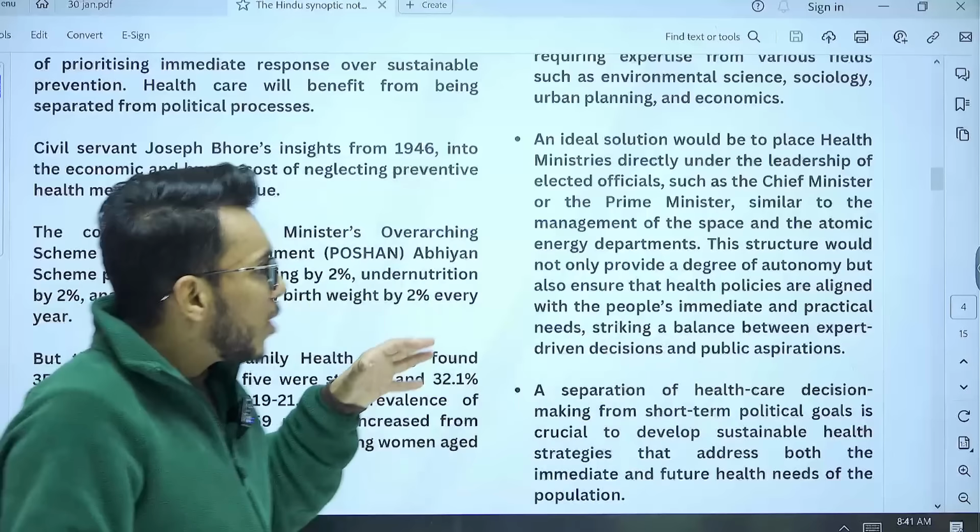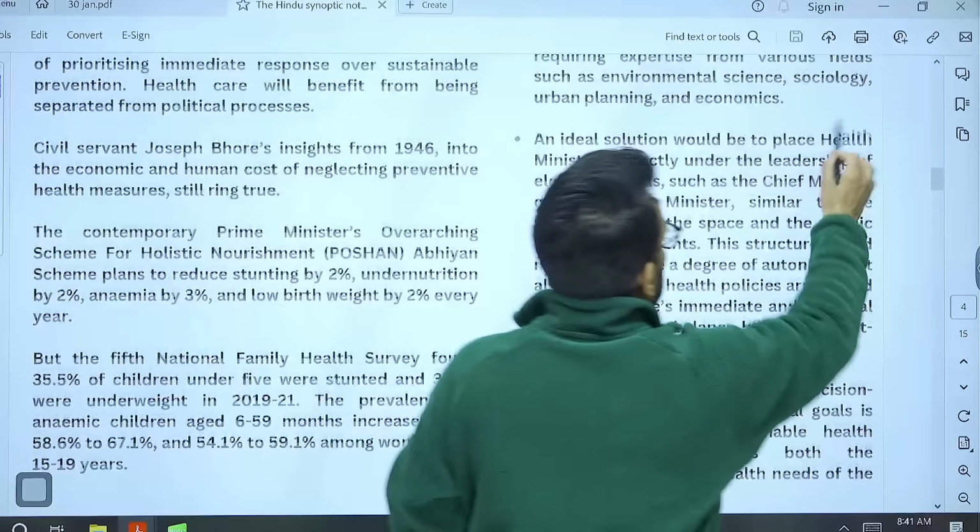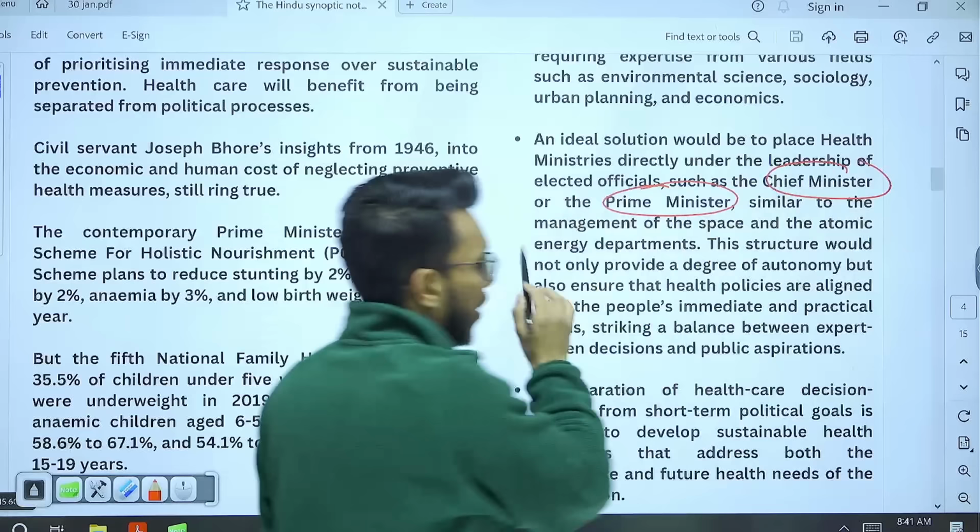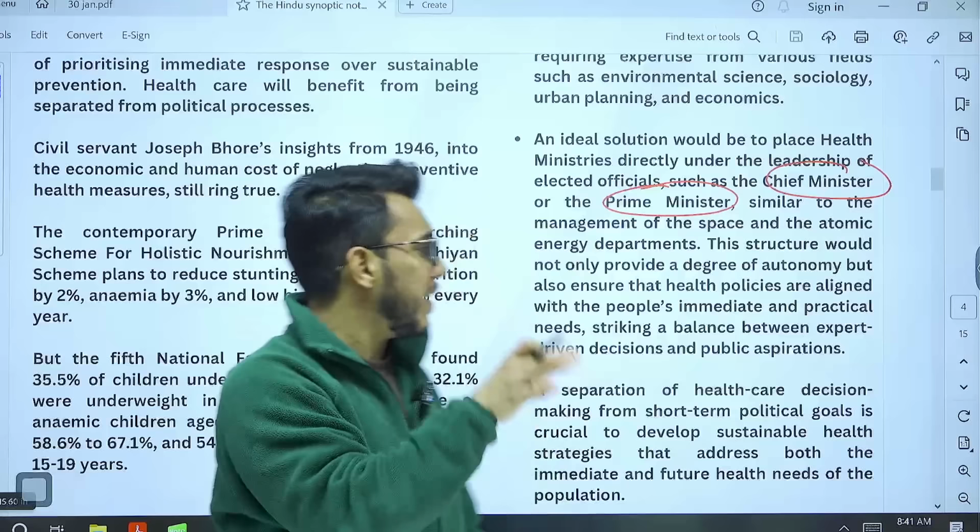And for this, it has been provided that the health ministry needs to be placed directly under the chief minister or the prime minister, because by that they will get more autonomy, and political interference and unnecessary nitty-gritty details will also not happen.